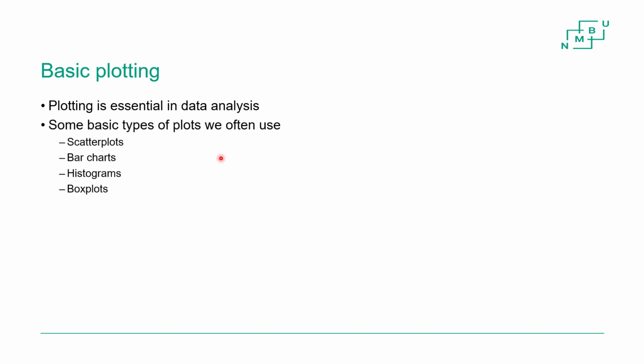We will look at some very basic types of plots that we very often use, but these are not the only ones we use, but these are the most frequently used. The scatter plots, the bar charts, histograms, and box plots. And these are the ones we will see most frequently in this course. And I think we have to go back to RStudio and look at this in real life in order to get some real understanding of it.